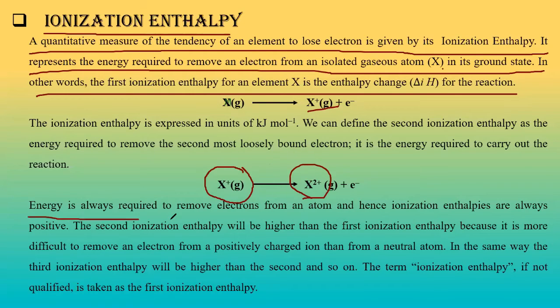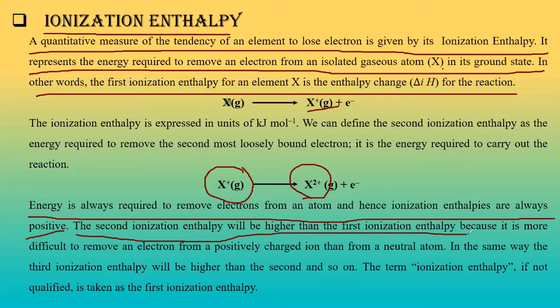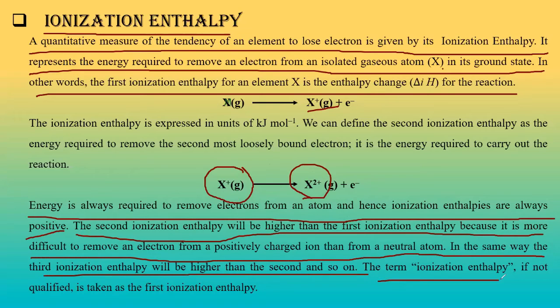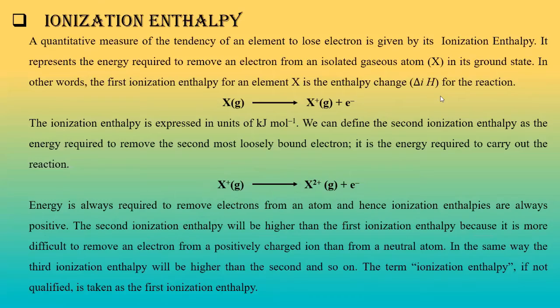Energy is always required to remove electrons from an atom, and hence ionization enthalpies are always positive. Second ionization enthalpy will be higher than that of the first. See, I told you that if somebody wants a second kidney, then what will happen? Now it is more difficult to remove an electron from a positively charged ion than a neutral atom. In the same way, the third ionization energy will be higher than the second, and so on. The term ionization enthalpy, if not qualified, is taken as first ionization enthalpy. Basically, whenever we say ionization enthalpy, we mean the first ionization enthalpy.